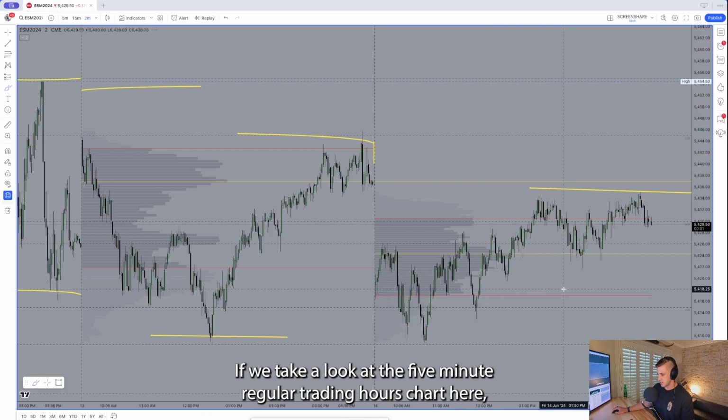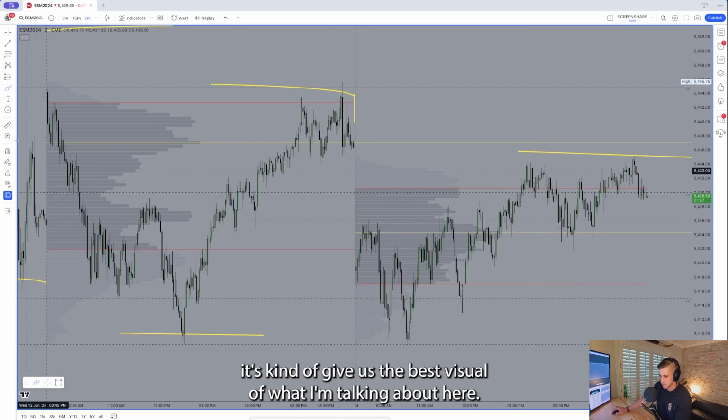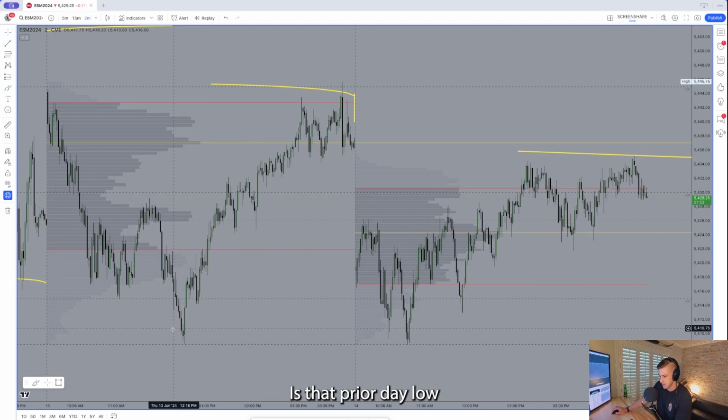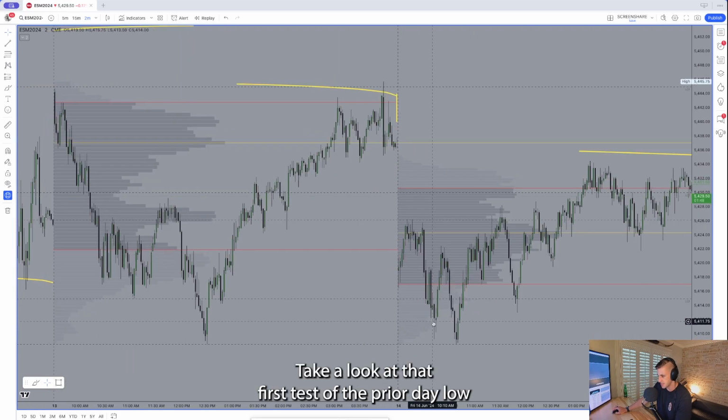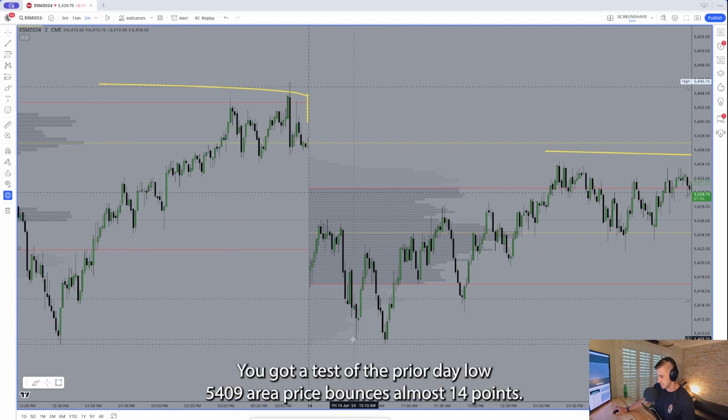If we take a look at the 5-minute regular trading hours chart here, this kind of gives the best visual of what I'm talking about. Here's that prior day low, right through there. Take a look at that first test of the prior day low right through here, right around 10:12 a.m. Right, you got a test of the prior day low, 54.09 area. Price bounces almost 14 points.